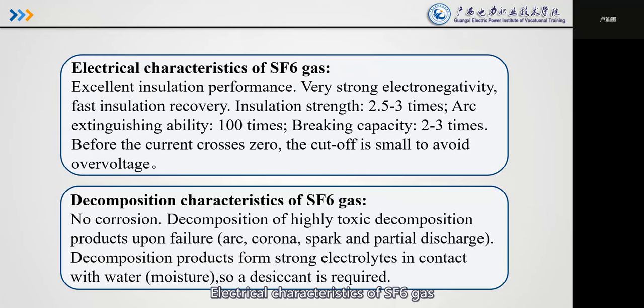Electrical characteristics of SF6 gas: excellent insulation performance, very strong electronegativity, fast insulation recovery, high insulation strength, arc extinguishing ability 100 times that of air, breaking capacity 2 to 3 times. Before the current crosses zero, the chopping current is small, which avoids overvoltage.